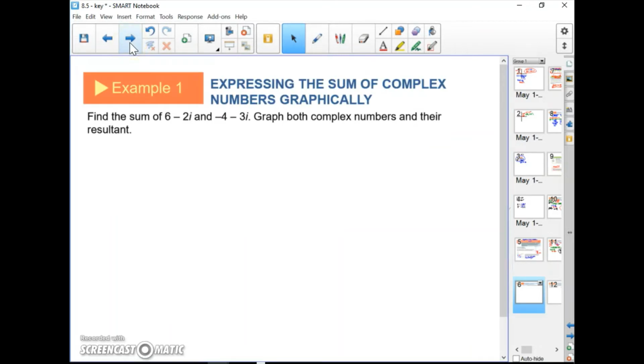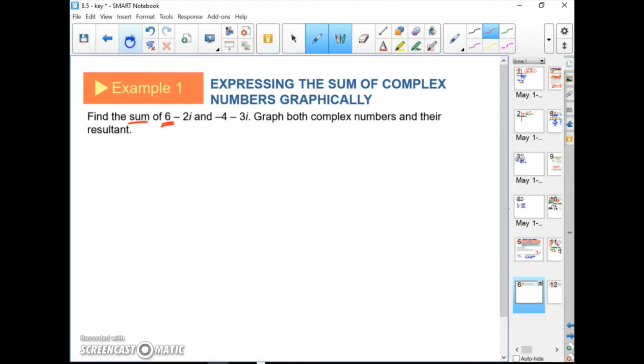So example 1 is an example of that. Find the sum of these two vectors and then graph both complex numbers and their result. We're going to graph a total of how many vectors here? 3. We're going to graph both of the vectors that they show, plus we're also going to graph the resultants. We're going to graph 3 vectors. So first thing, let's find the sum. That's easy. Okay? Find the sum.